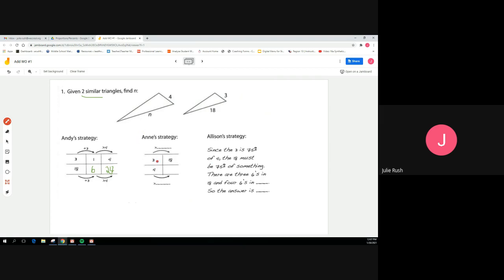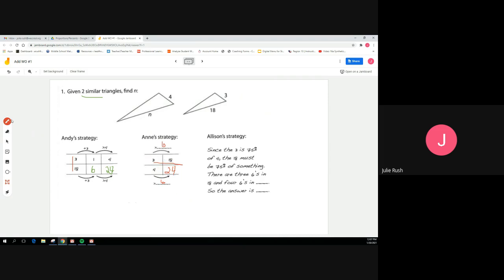Anne's strategy, Anne did her 3 to 4 ratio here, so she did the small triangle on top, 3 and 18 across from each other, and then the big triangle on the bottom. So notice 3 and 18 line up this way on that one. They line up horizontally here, vertically here, horizontally here. It doesn't matter as long as they match up. So 3 times what number gives us 18? So that's times 6. 4, we're also going to multiply by 6. 4 times 6 is 24. So notice all those number play things that we've been doing leading up to these types of proportions are helping us see that pattern.